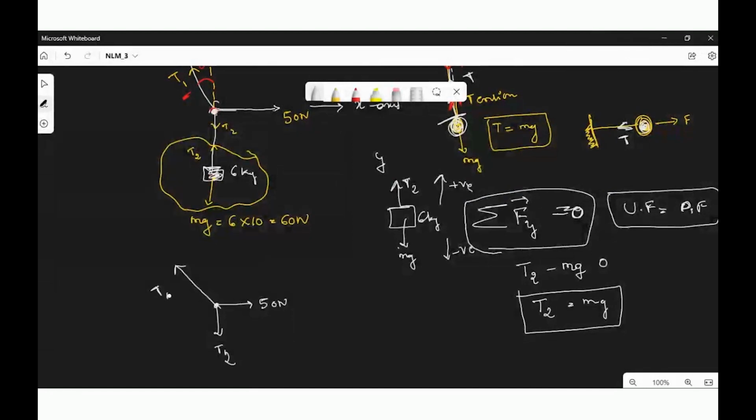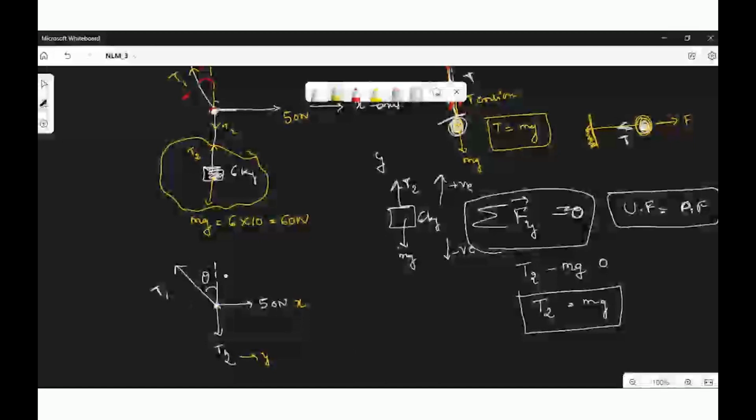Yes, ma'am. So now how can we resolve? This is making some angle theta. With T2 and 50 Newton, I have no problem, because it is acting along X, this is acting along Y. But this is making some general angle, so we'll resolve it into X and Y direction.